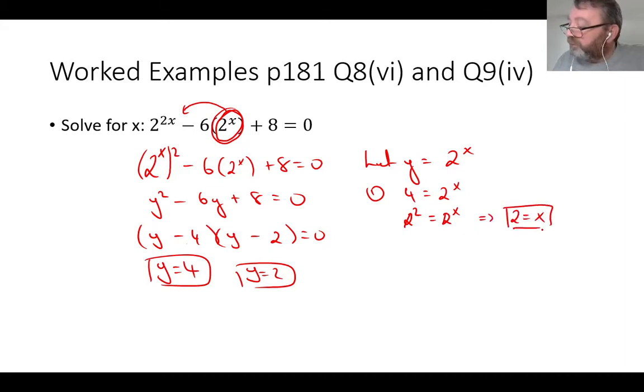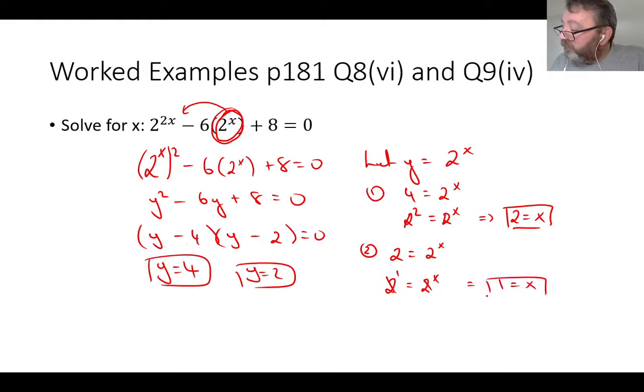There's your first answer. And secondly, put the second case value in here. y is now 2. So 2 equals 2 to the x. Now again, 2 is better known as 2 to the 1. If there's a number on its own, it always automatically carries the power 1. We just never bother to write it down, but it carries it. Equals 2 to the x. So what does that mean? Cancel the bases, and that gives you 1 is equal to x.